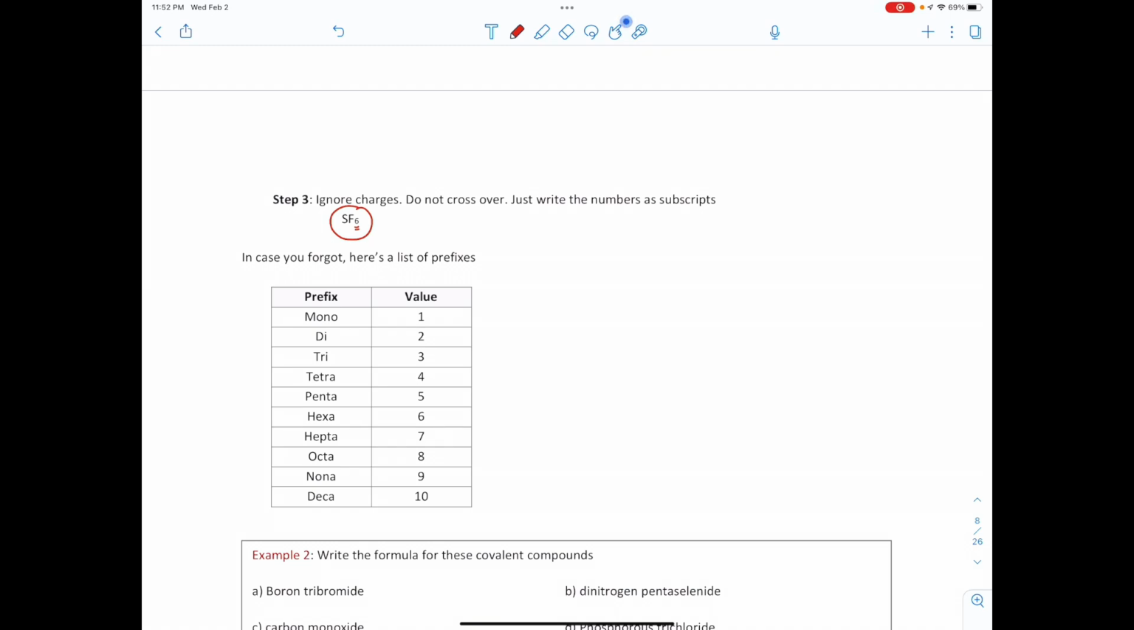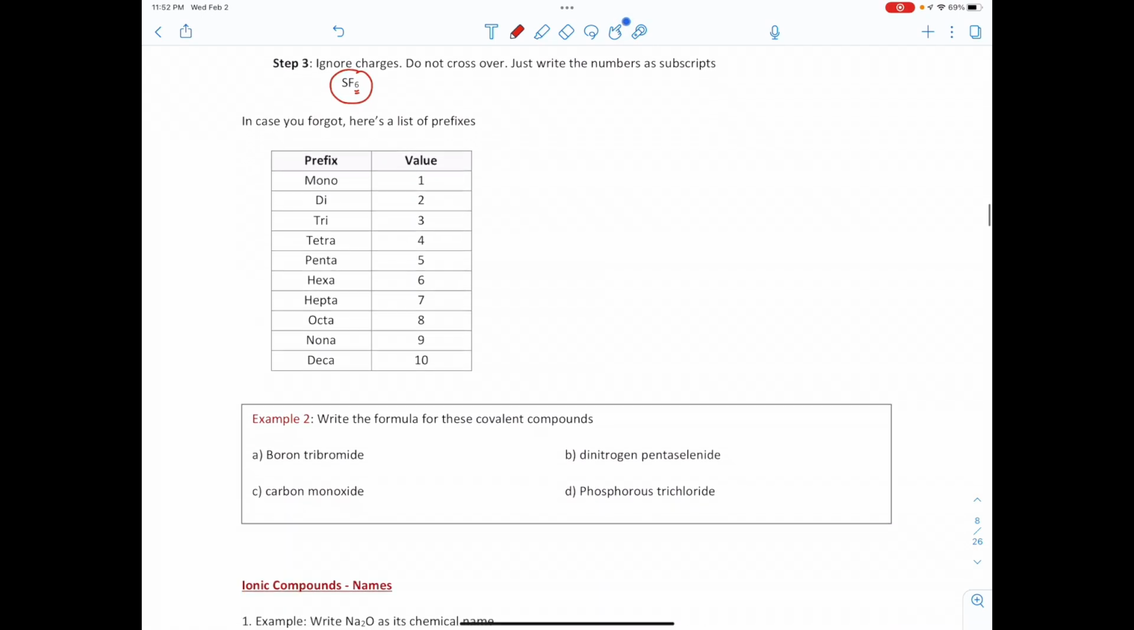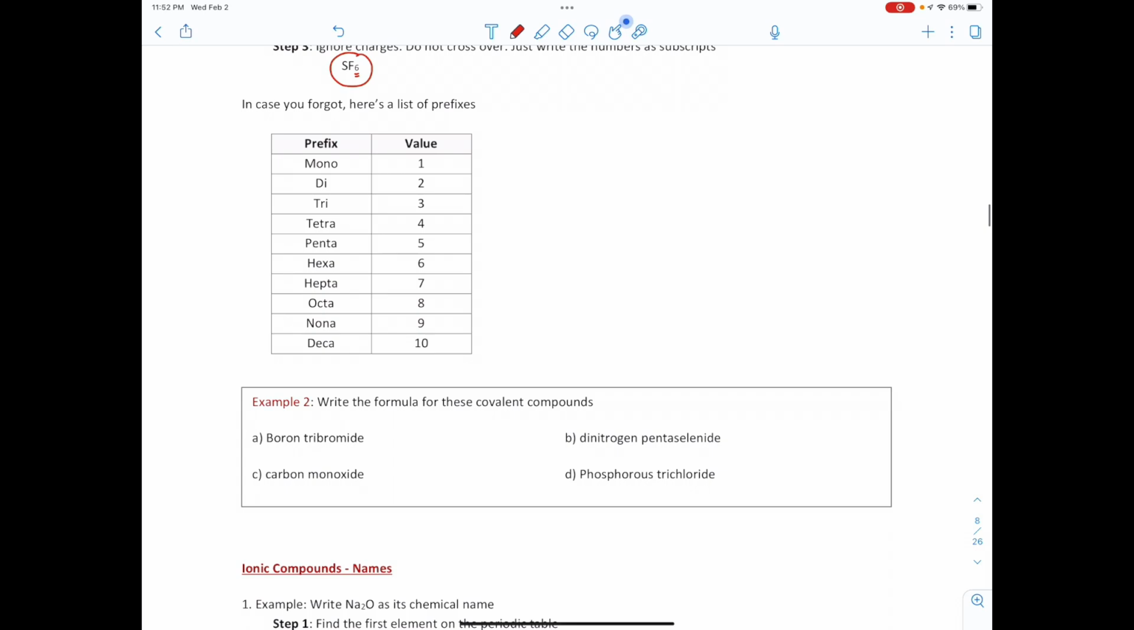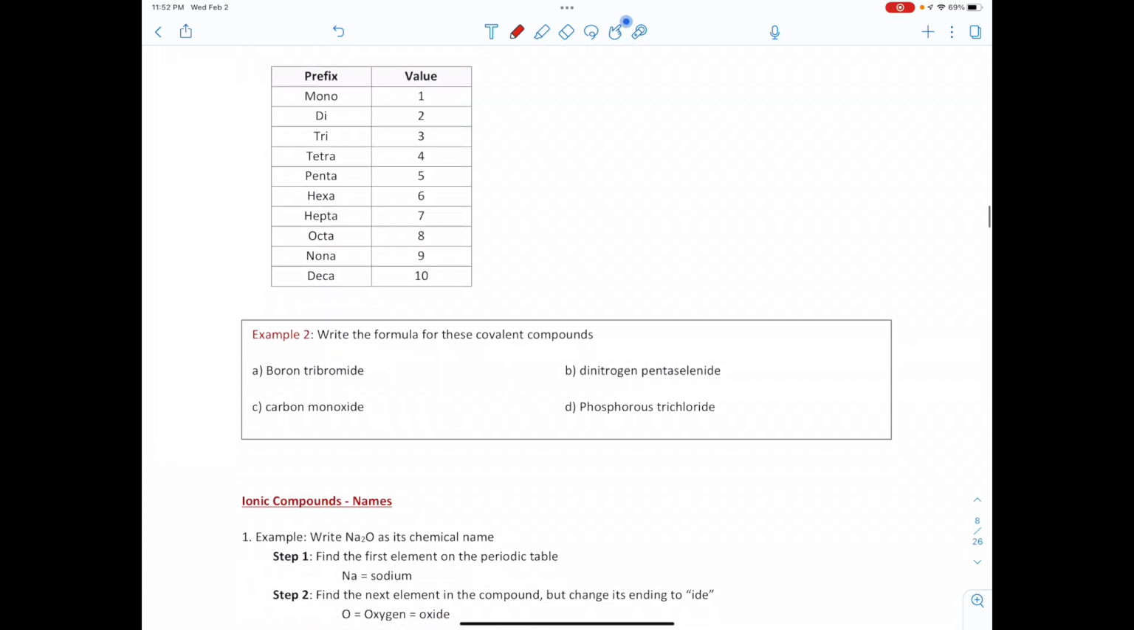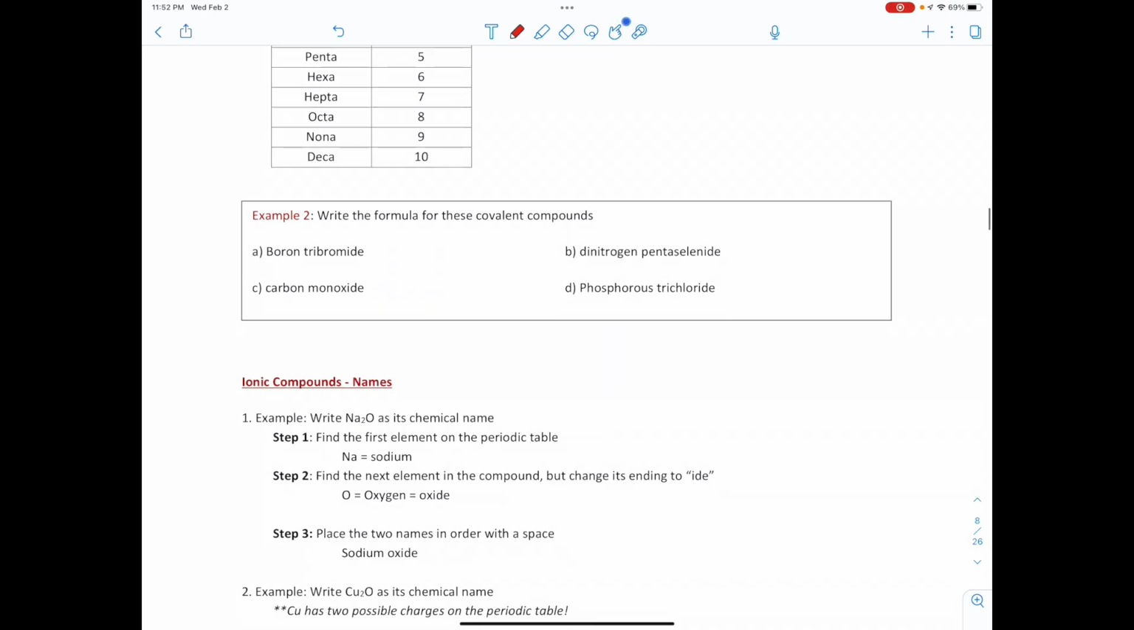And in case you forgot, here's a list of prefixes. So mono for 1, di 2, tri 3, tetra 4, penta 5, hexa 6, hepta 7, octa 8, nona 9, deca 10. Okay, and so usually most people find writing and naming covalent compounds a little bit easier. And so at this point, once again, if you're comfortable, give these examples a try. Feel free to pause the video, and then when you're ready, you can click resume again.